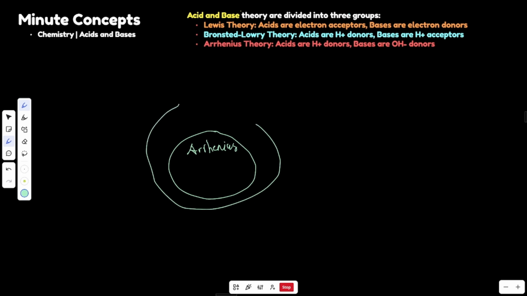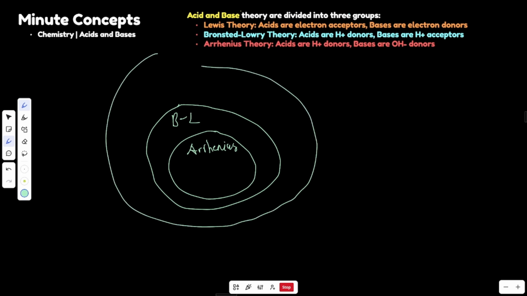Because when a base is a specific type of base, it can also be classified as another type of base. So let's start at the smallest circle of our acids and bases. We have Arrhenius acids and bases. Then encompassing Arrhenius would be Bronsted-Lowry. And encompassing all of this is the Lewis.